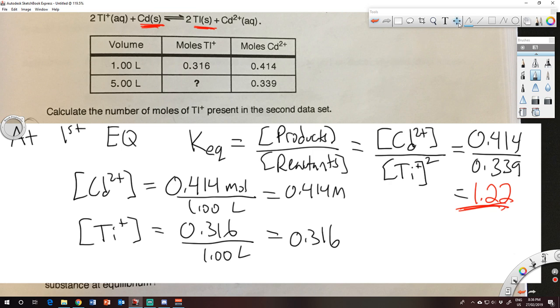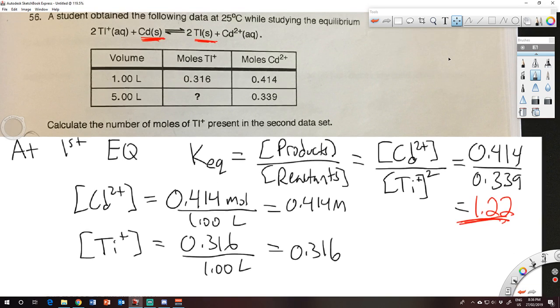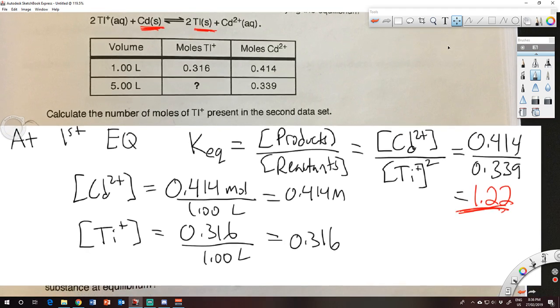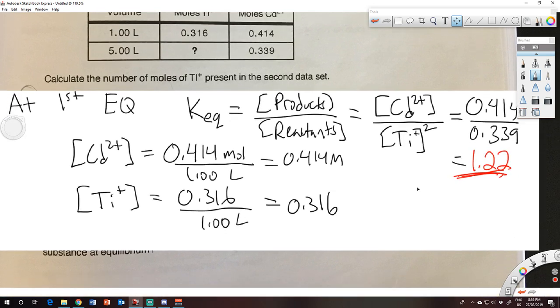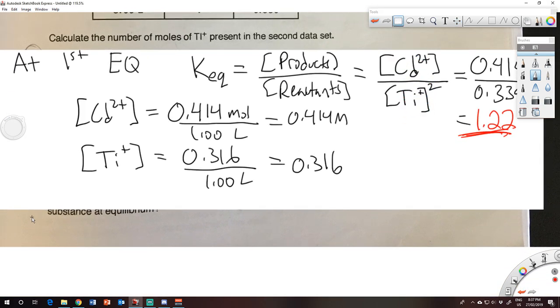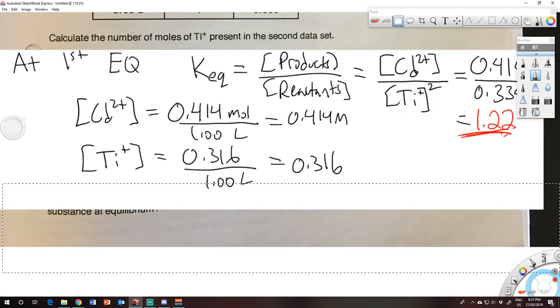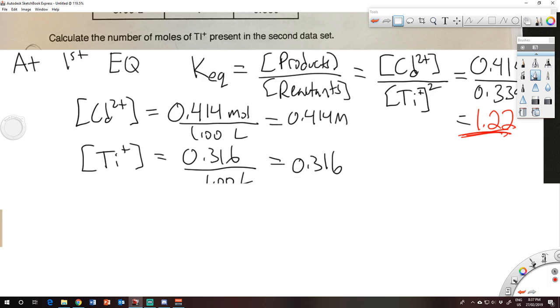Okay. Now, I think the problem says, okay, so they increase the volume to 5 liters and they record what happens. So let's figure out the new equilibrium.